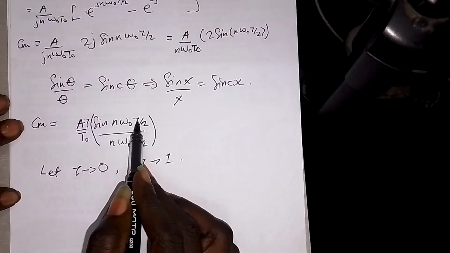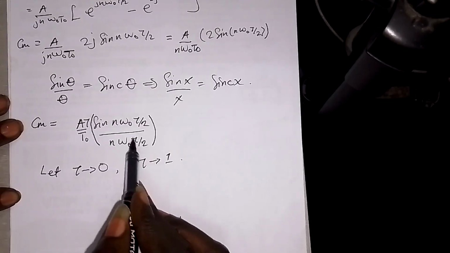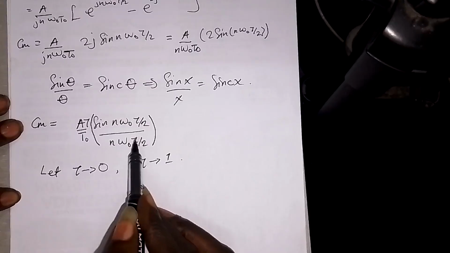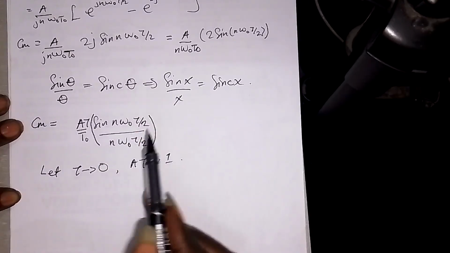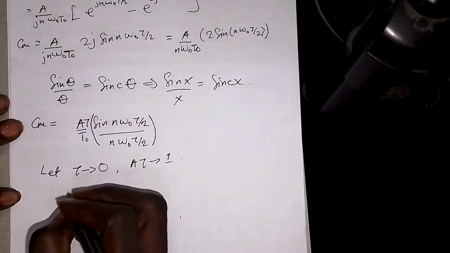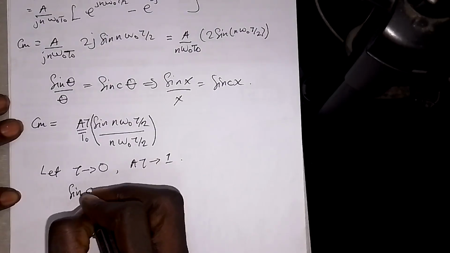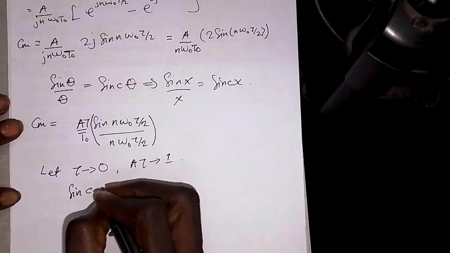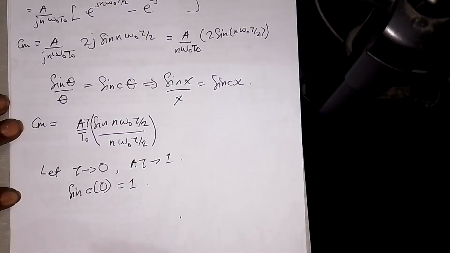That means this space is 0, this space is also 0, and this one is a sinc function. So it's going to be sinc 0, because here is 0, here is 0. The value for sinc 0 is 1. So now we know that sinc 0 is equal to 1.